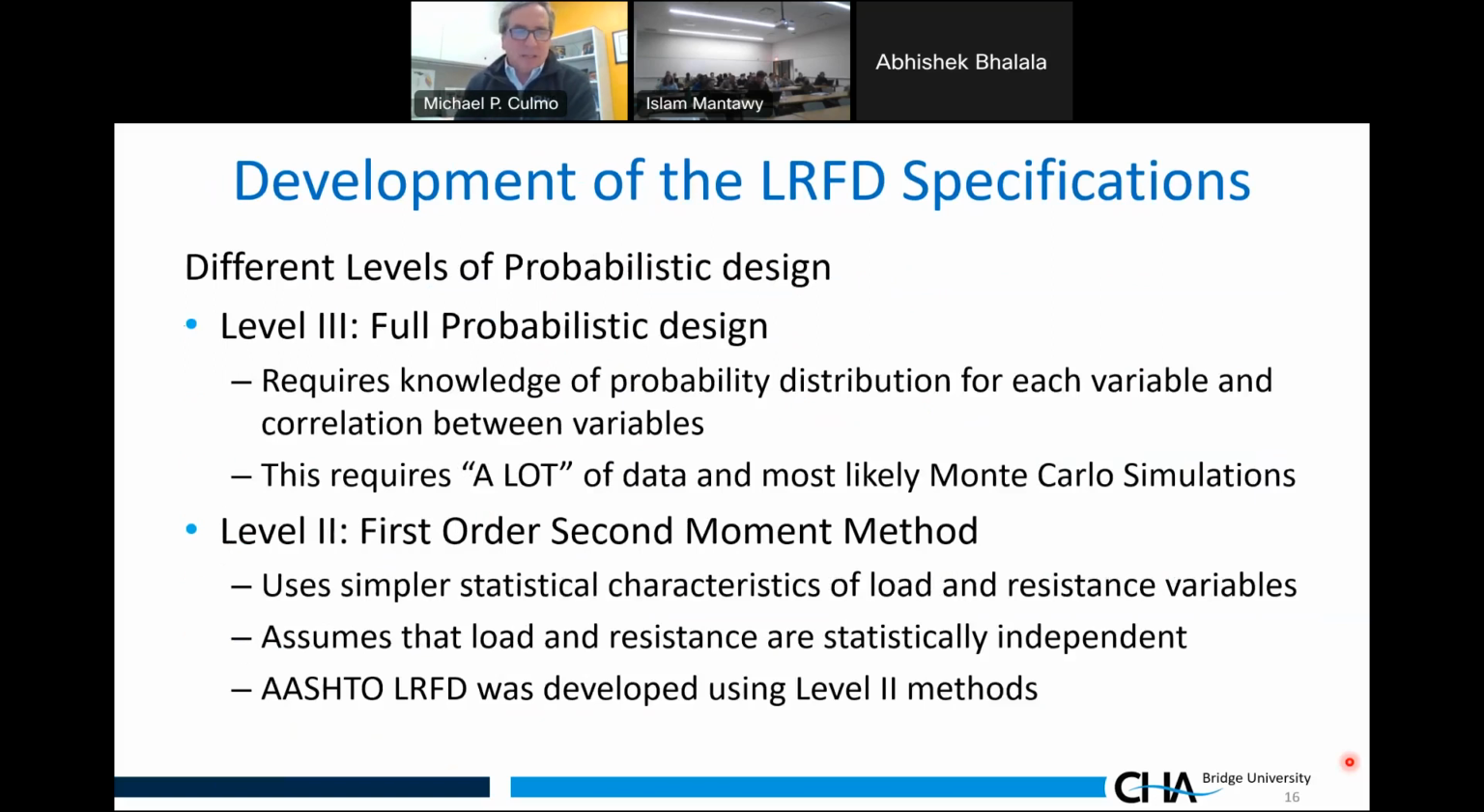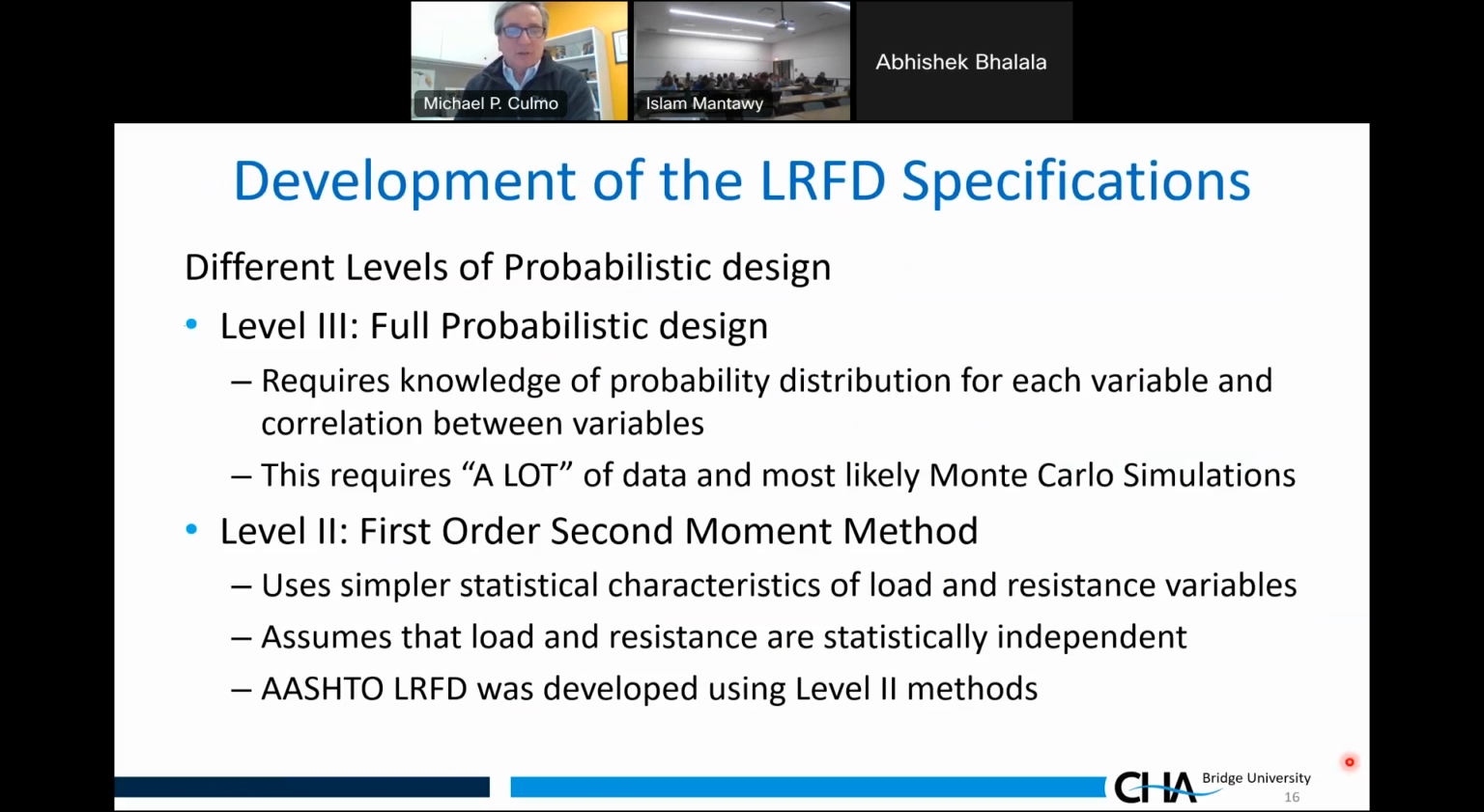So what does that actually mean? There are two different levels of probabilistic design. Level 3, and I took this text out of the research paper that was part of that study. Level 3 is a full probabilistic design. I'll let you read that bullet. The key to the full probabilistic design is it requires a ton of data and a lot of work and something that we call Monte Carlo simulations. I'll demonstrate that in the next slide.